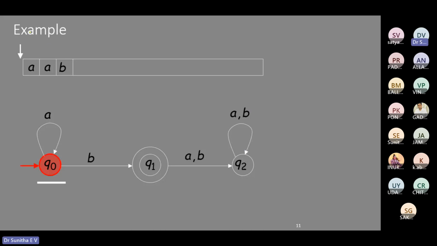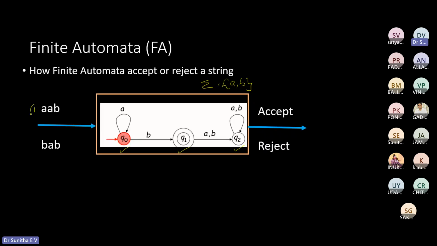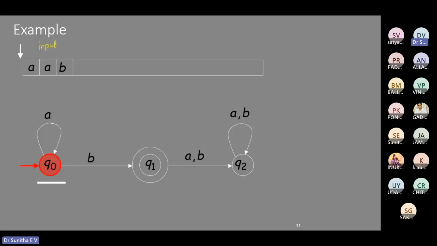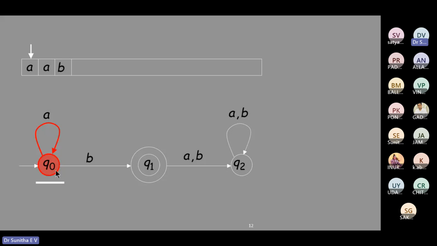So this is our input tape, where we have written the string AAB. I am considering this input first. AAB is written in the memory tape, the program memory inside the automata. Initially the machine will be in the initial state Q0. When we start processing an input, the machine will always be in the initial state. So Q0 is our initial state. Then we are going to read the first character, A.